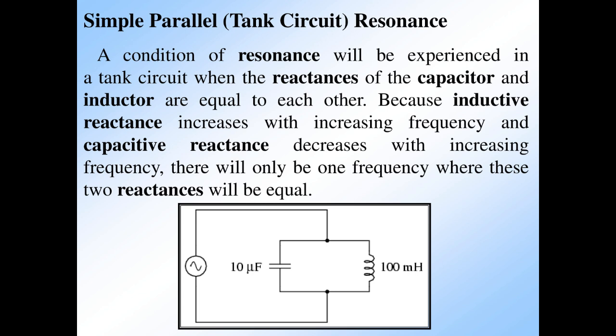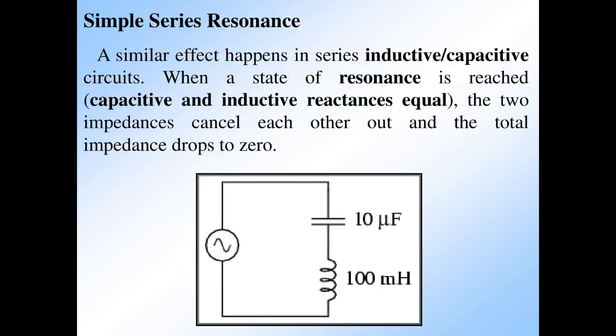Simple parallel tank circuit resonance. A condition of resonance will be experienced in a tank circuit when the reactances of the capacitor and inductor are equal to each other. Because inductive reactance increases with increasing frequency and capacitive reactance decreases with increasing frequency, there will only be one frequency where these two reactances will be equal. As shown in this photo, simple series resonance, a similar effect happens in series inductive or capacitive circuits. When a state of resonance is reached, capacitive and inductive reactance are equal, the two impedances cancel each other out and the total impedance drops to 0.